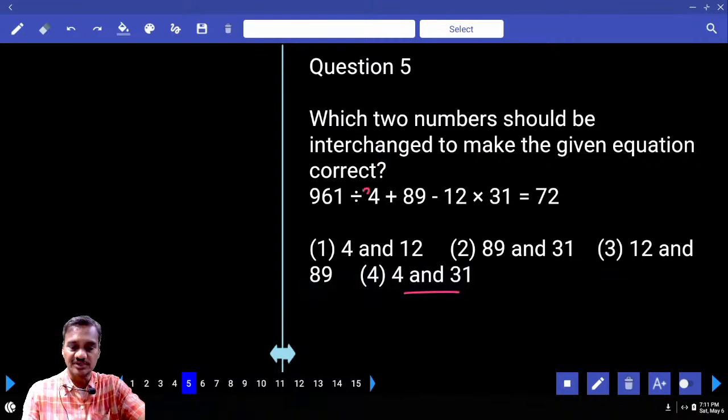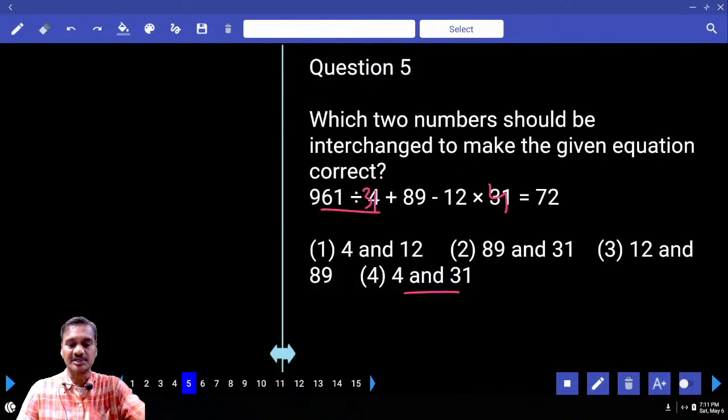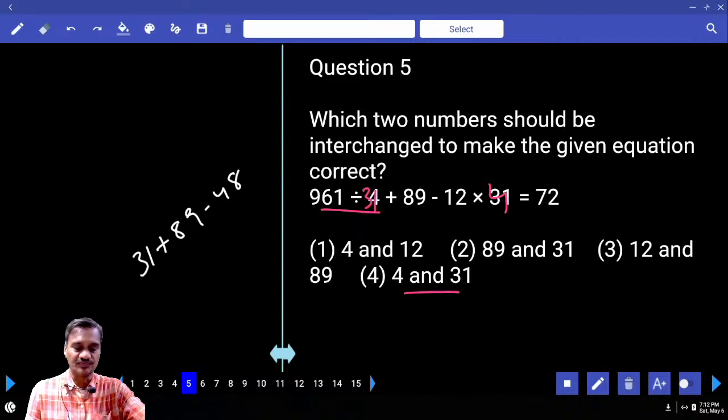And 4 and 31, 31 is here and this is 4. Now 961 divided by 31 is 31 plus 89 minus 48. Then what is your answer here? 72, choice 4.